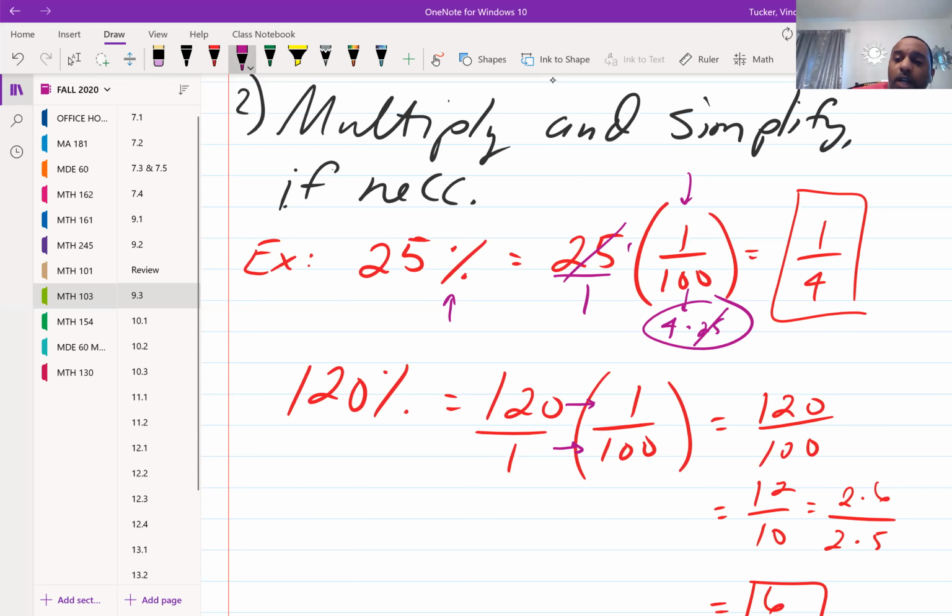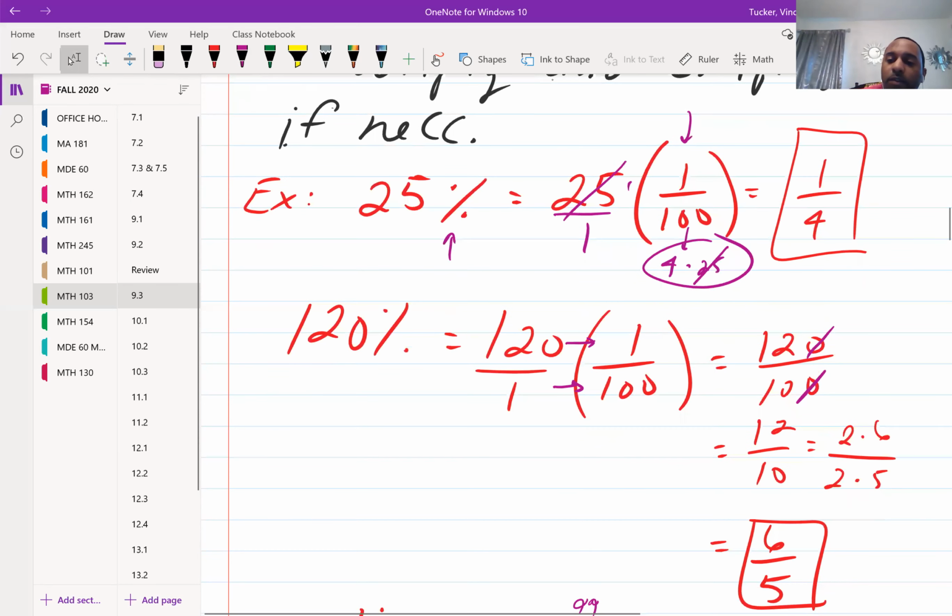Now when I go to cancel out or reduce my fraction, these zeros in the back can cancel. That represents 10. So the 10s cancel in both 120 and 100, leaving me with 12 over 10. 12 is 2 times 6, 10 is 2 times 5, so I cancel out the 2s. And that leaves me with 6 over 5.